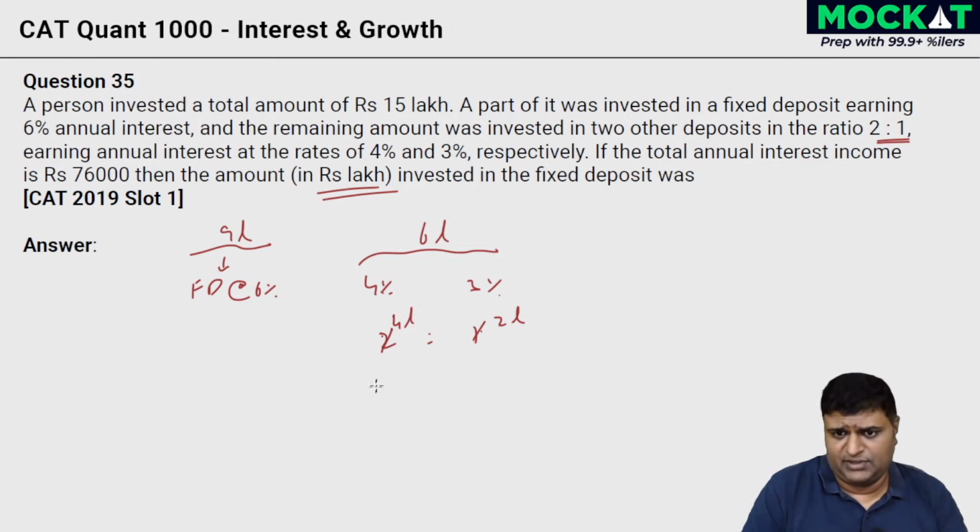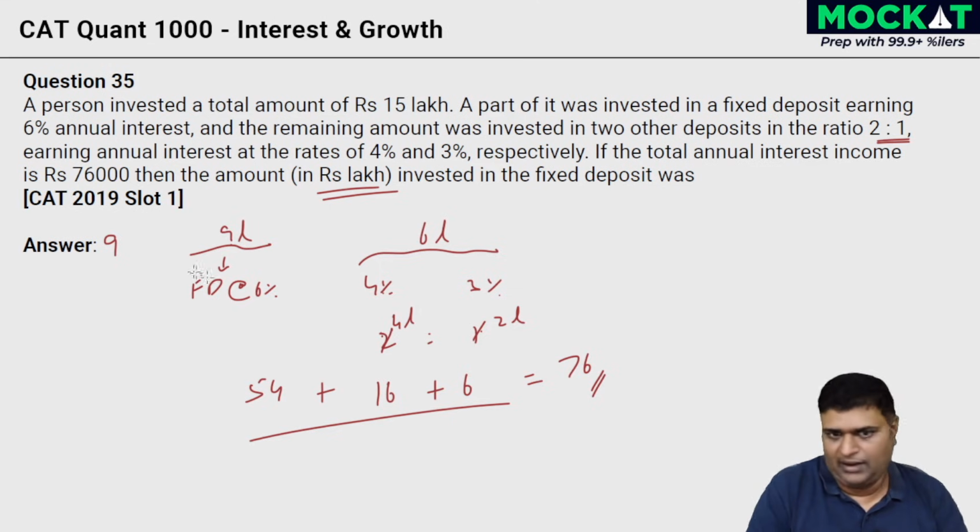4% of 4 lakhs over here is coming to 16,000. 3% of 2 lakhs is coming to 6,000. And 9 lakhs at 6%, 6 nines are 54, 54. Does it work out? Yeah, 76,000 is what we get. It works out over here. What is asked is amount in fixed deposit. The answer becomes 9.